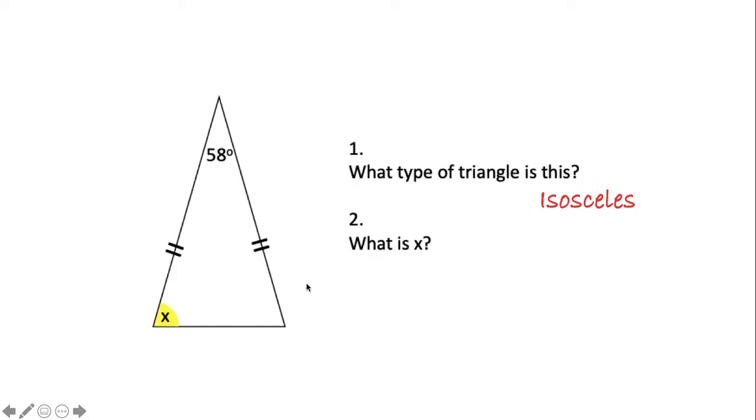What is x? Well, we know the whole triangle's got to add up to 180. So these two are 180 minus the 58. And then they're both the same. So we've got to do 180 minus the 58 divided by the 2. And that tells you that one of those would be 61 degrees.